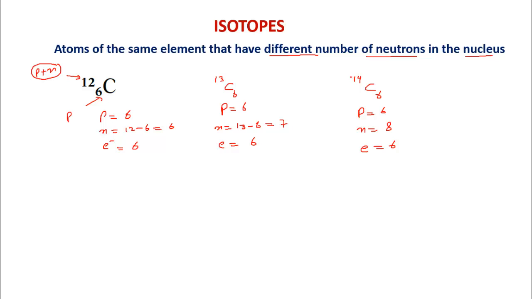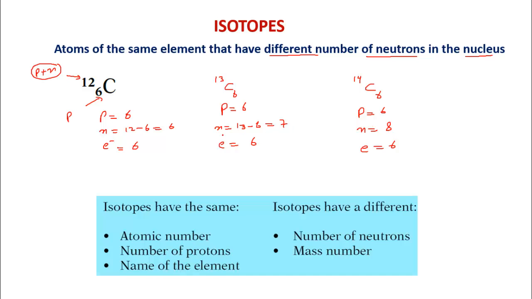So the 3 isotopes of carbon, carbon 12, carbon 13, carbon 14, have the same atomic number. That means the same number of protons, same number of electrons, but the difference is the number of neutrons. So isotopes have the same atomic number, number of protons, and the name of the element remains the same. But what is different? The number of neutrons, and that will also make a difference in the atomic mass.